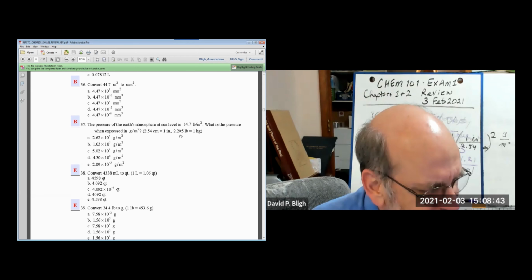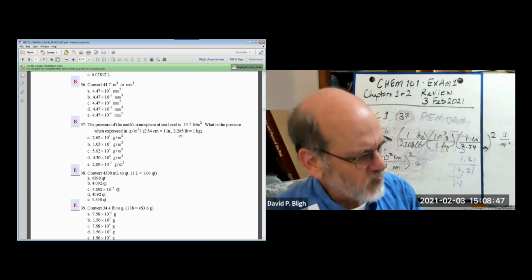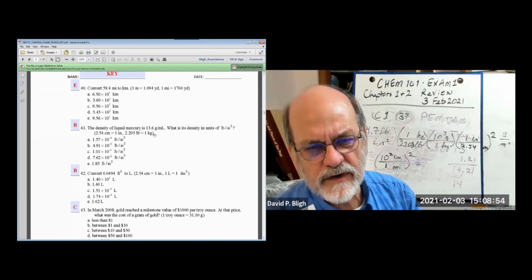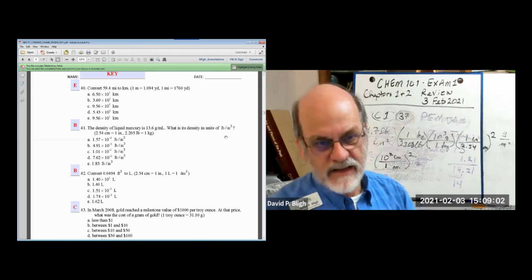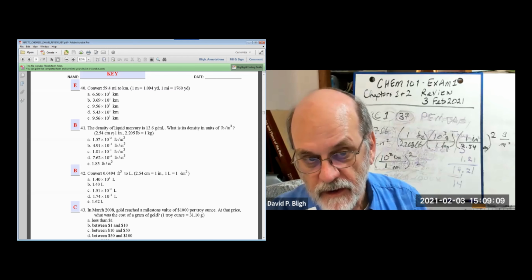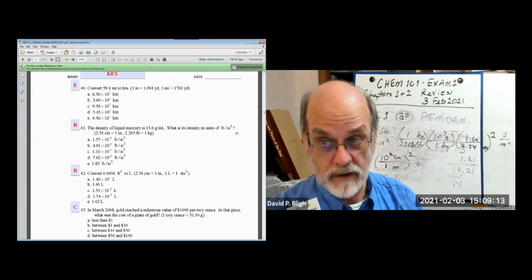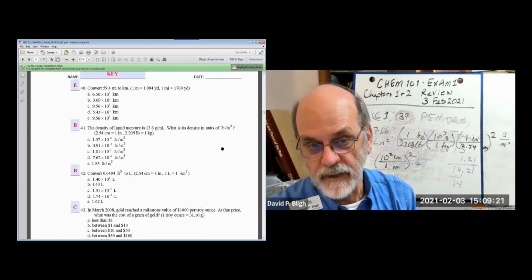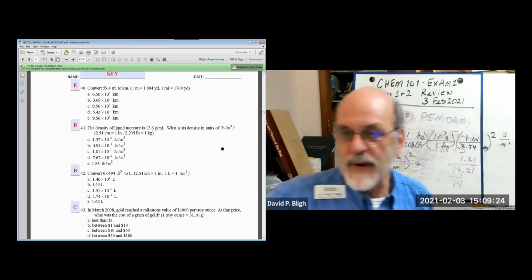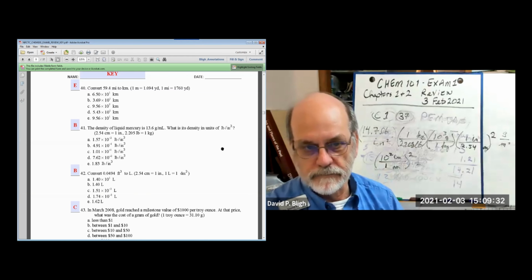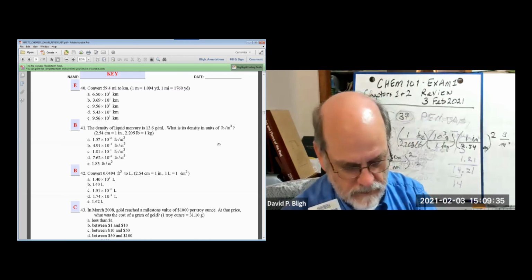Let's see. I was going to look at 41, but that's just density. The density of liquid mercury is this. What's its density in units of pounds per cubic inch? That's a problem just like this one, right? In that case, notice you've only got linear conversion factors. So you can probably guess that you're going to have to cube one of them to get that cube out of it right there. Maybe you may have to cube more than one, but it's the same process, right? It's nothing special. If you have a linear ratio and you need the cube, just cube the whole thing.